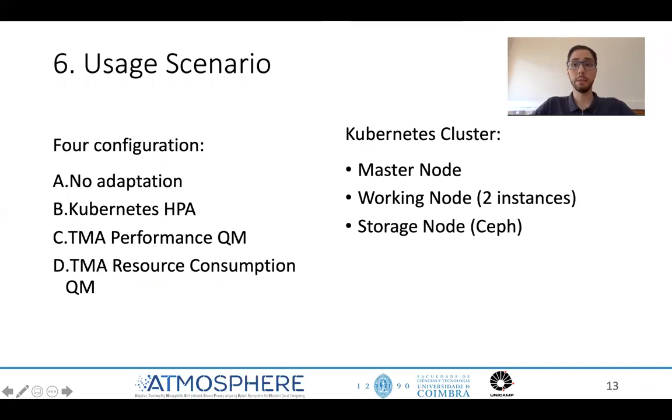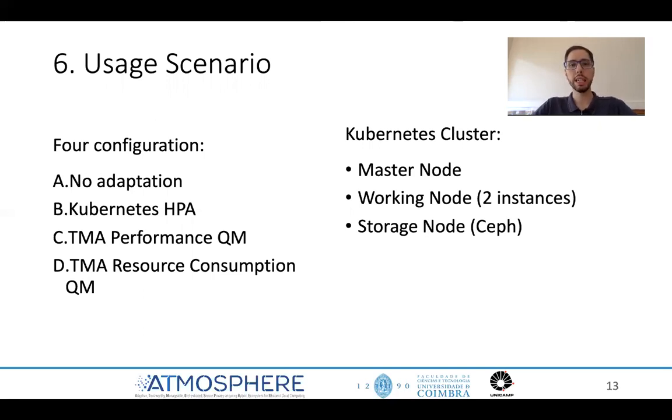For this paper, for this demo, we created a usage scenario with 4 different configurations. The first one is when we don't have any adaptation at all. Then we have one with Kubernetes HPA adaptation. Then we have 2 adaptations based on our quality models. One using the performance quality model, which was the one that I showed to you before, and another one using the resource consumption quality model.